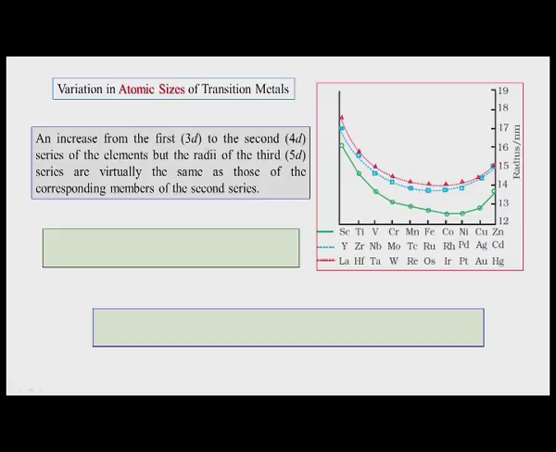So, as we move from 3D to 4D, the radii for the 5D series are virtually the same as that of the 4D series, the corresponding members of the second series. So, this gap is very high. You see that this is from nickel to palladium. From nickel to palladium, this is the maximum separation. But between palladium and platinum, these are very close to each other.